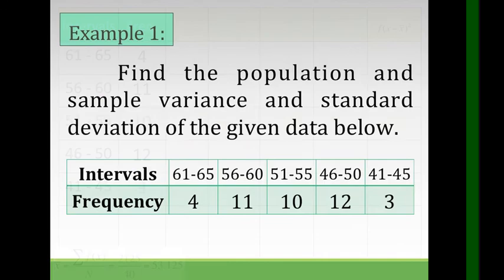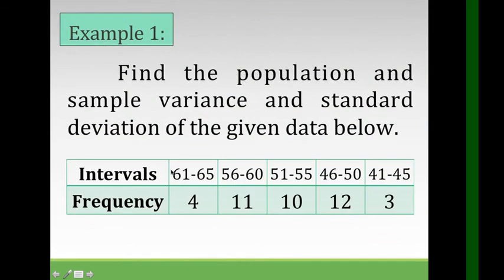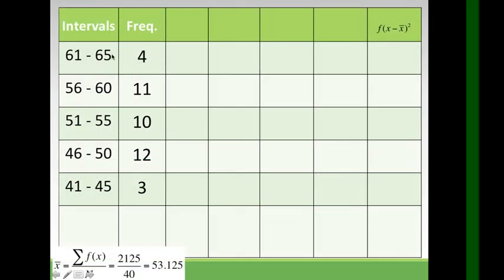Now, ang first thing na gagawin natin is i-arrange natin sila vertically. Okay? So, vertically, i-arrange natin sila. So, we have, ito na, 61 to 65, this is the highest, I mean the highest score, no? And then yung frequency niya is 4. So 61 to 65, 56 to 60, 51 to 55, 46 to 50, and 41 to 45. Kung napapansin nyo, yung pagkaka-arrange niya is from highest to lowest. Pero yung frequency same pa rin naman kung ano yung nasa tapat nila kanina. So we have 4, 11, 10, 12, and 3.